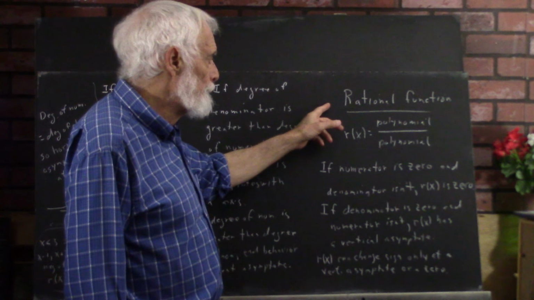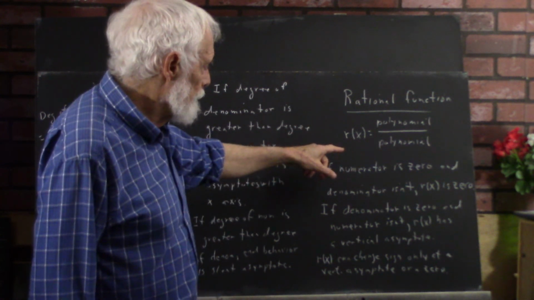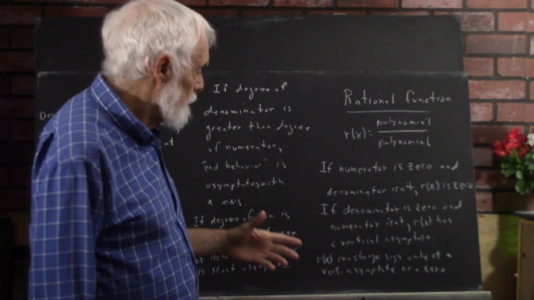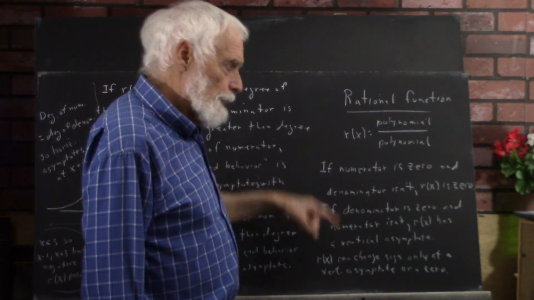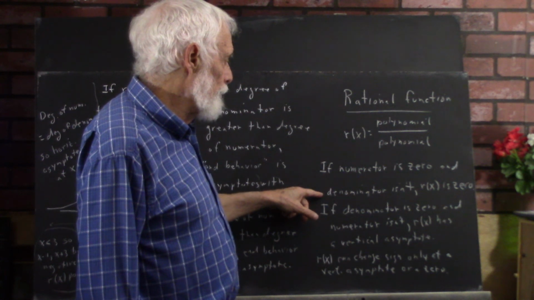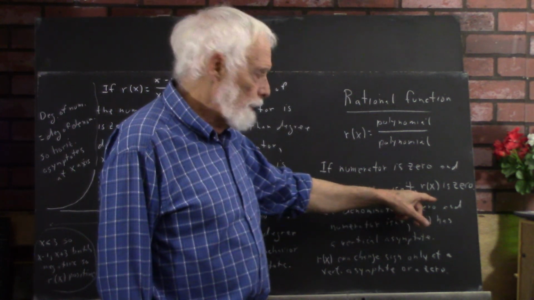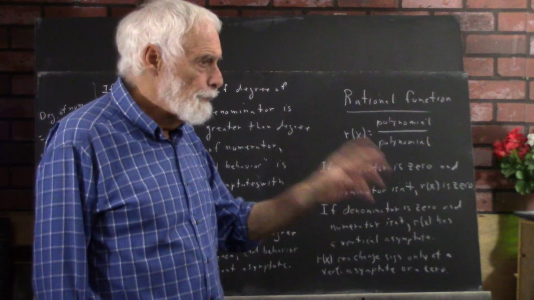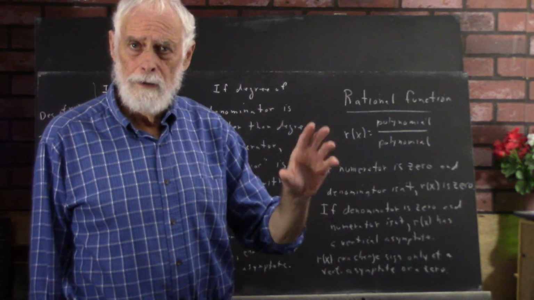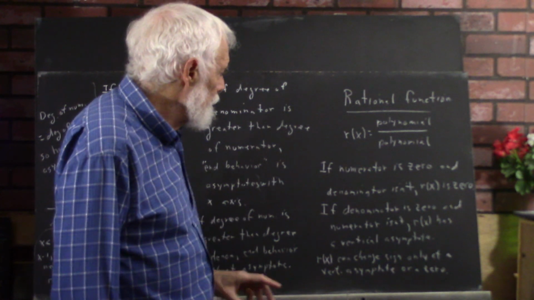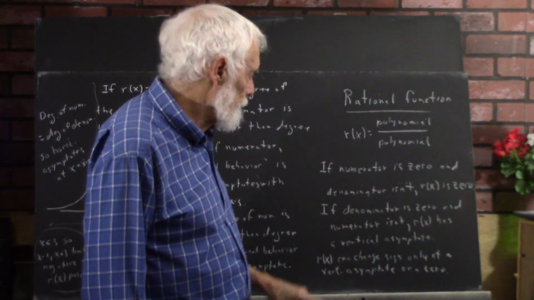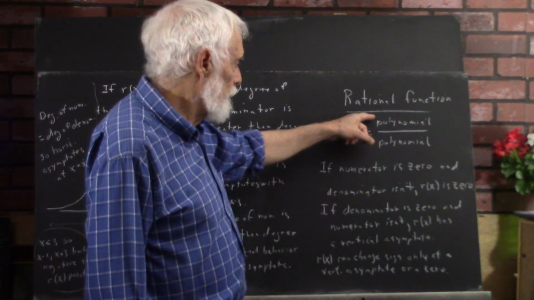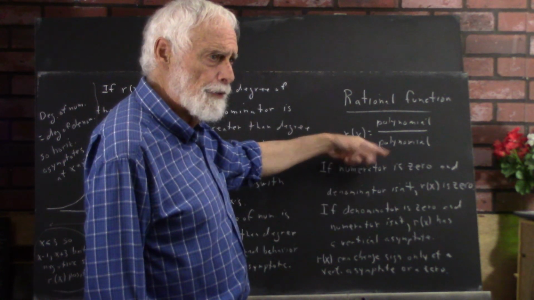So first of all, a rational function is a function r of x in the form of a polynomial divided by a polynomial. A couple of characteristics. If the numerator is 0 and the denominator isn't, then r of x is 0. Now in the case where the numerator is 0 and the denominator is too, I'm not going to talk about that in this introduction, but that's a case you've got to deal with later. But in this case, if you've got 0 up here and you don't have 0 down here, you're going to get 0.